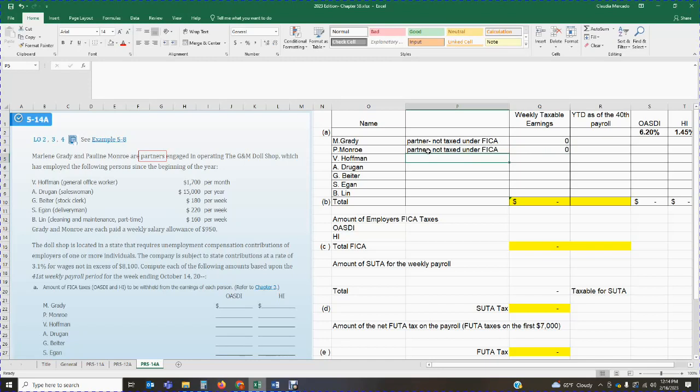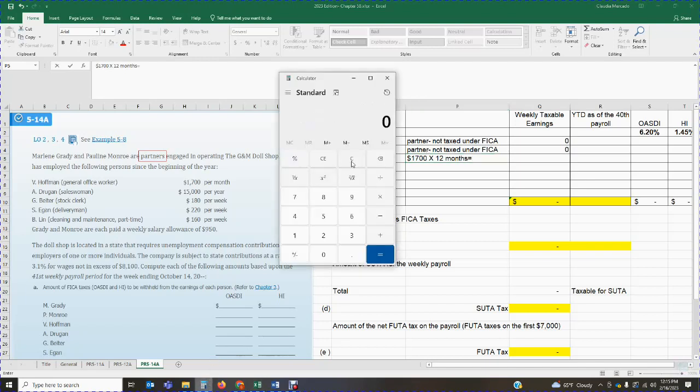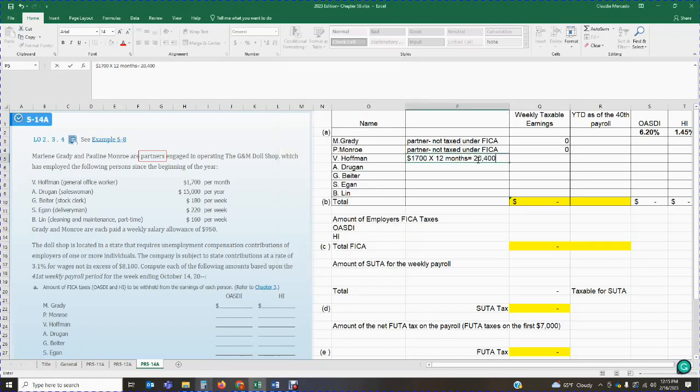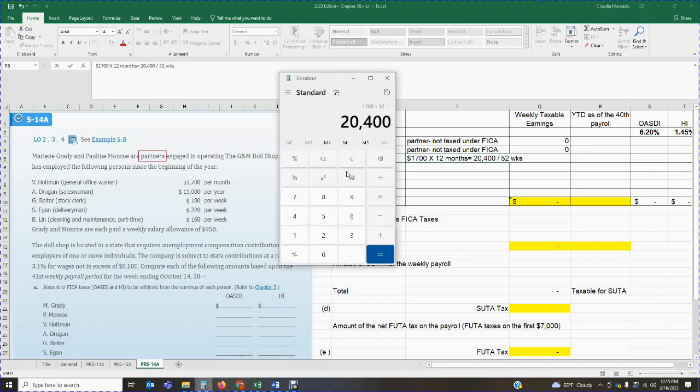Okay, now let's look at Hoffman. Hoffman gets paid $1,700 per month. We have to calculate the weekly pay. To calculate the weekly pay, I'm going to multiply that by 12 months. That's going to give me 1,700 times 12, 20,400. And I'm going to divide that by 52 weeks, so we can get the weekly pay. So my weekly pay will be $392.307. Now, because that third digit is a 7, it's greater than a 5, I'm going to round up to 392.31.